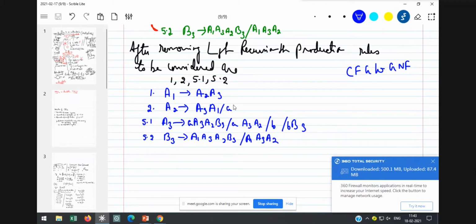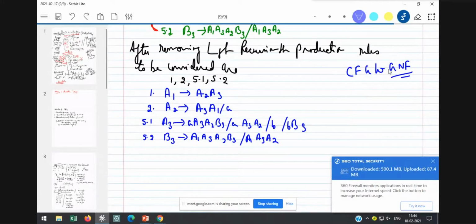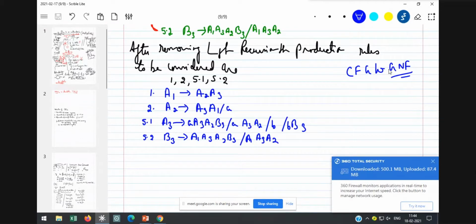Now, this is the production rule after removing left recursion from the given context-free grammar. Whether the production rules are in GNF format or not, we are going to check it. If it is not in GNF form, then you need to convert it.